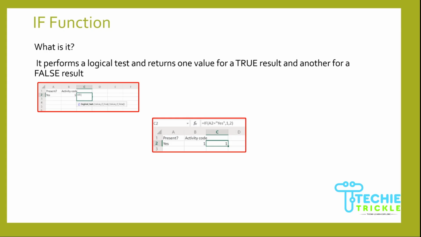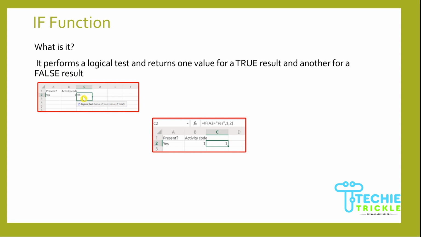Now, what is an if function? The if function is a function which performs a logical test and it returns one value for a true result and the other for a false result. So if you see here, when I was typing if, it gives me a tooltip like if, logical test, and then it gives one for true and the other for false. So these are the two parameters that an if function will have.